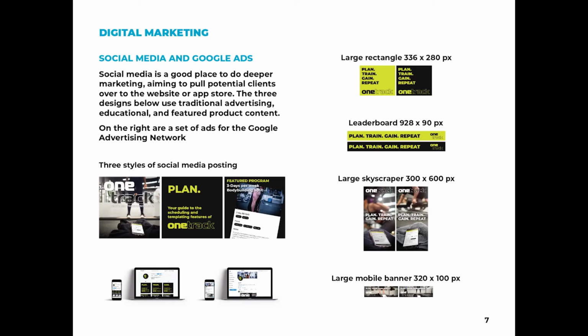For digital marketing, we've got 2 types going on here. We've got social media marketing, which is a good place to do deeper marketing, aiming to pull potential clients over to the website or app store. And there's 3 designs here. In the full design document, there'll be more examples, but the first with the photograph is more traditional advertising.